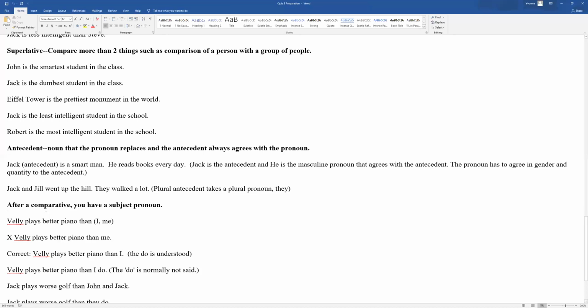After a comparative, you have a subject pronoun. And so you would say, Veli plays piano better than I or me. So you cannot say, Veli plays better piano than me. You have to say, Veli plays better piano than I. The do is understood because the totally correct way of saying it is, Veli plays better piano than I do.